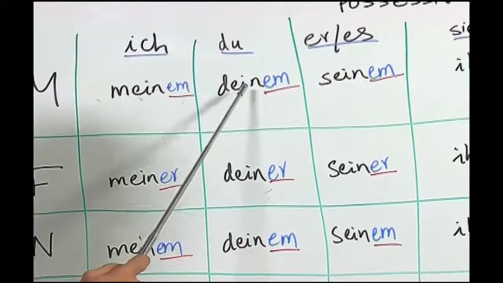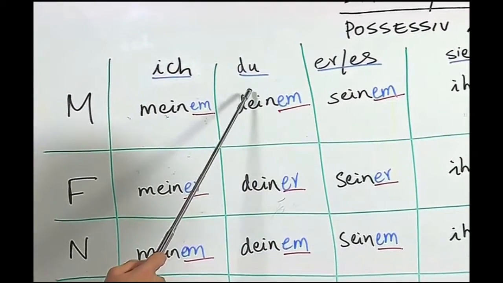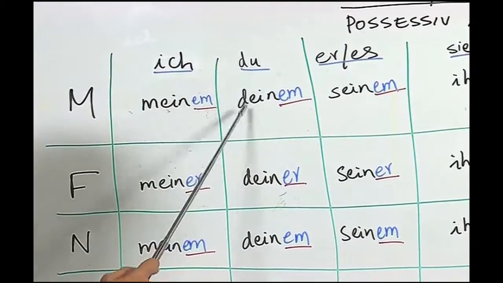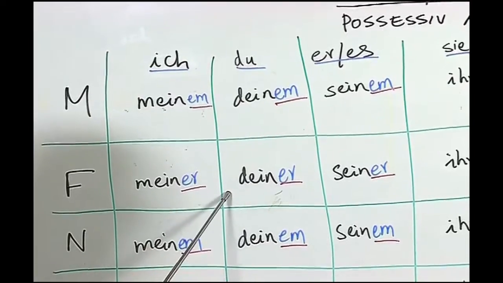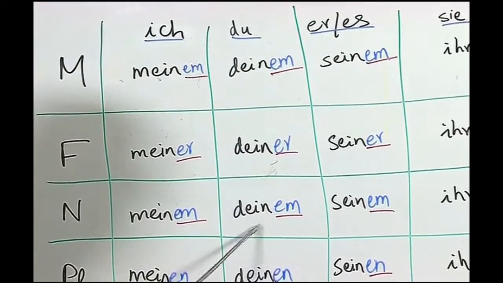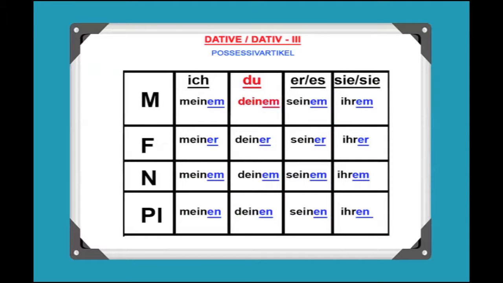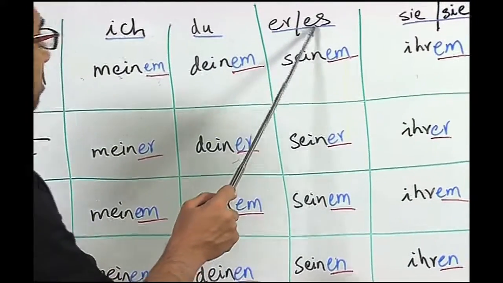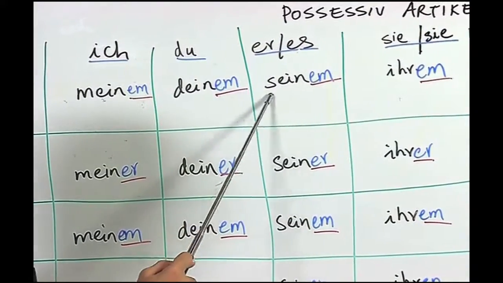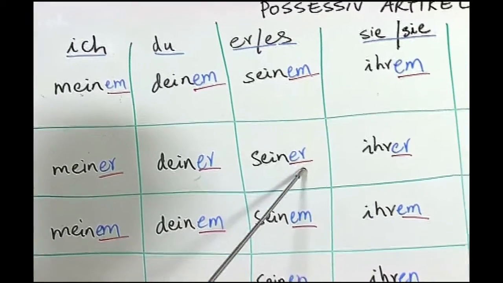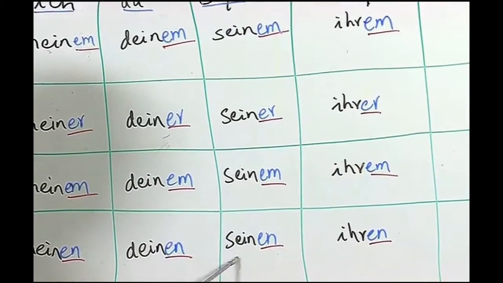The same rule applies to all the other possessive articles. For example, for du we have deinem, for feminine deiner, for neutral deinem, and for plural deinen. For masculine as well as for neutral pronouns, we have seinem, seiner, seinem, seinen.